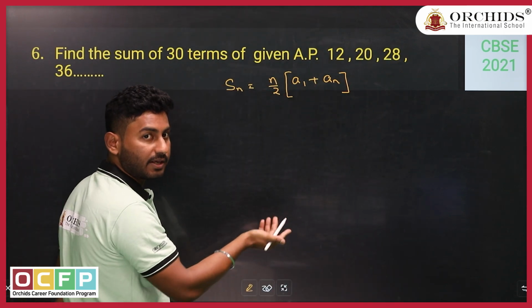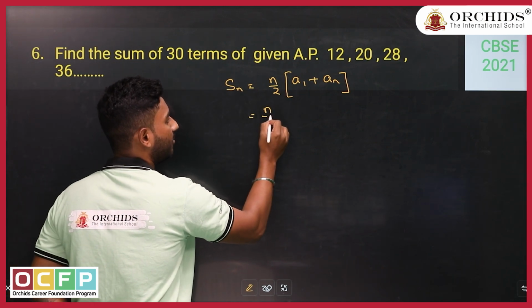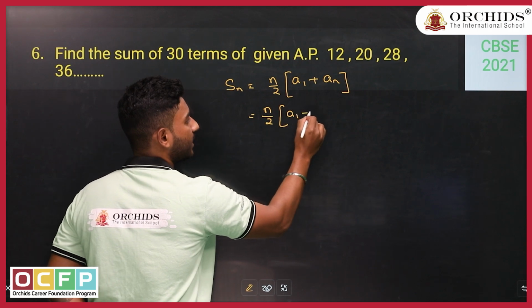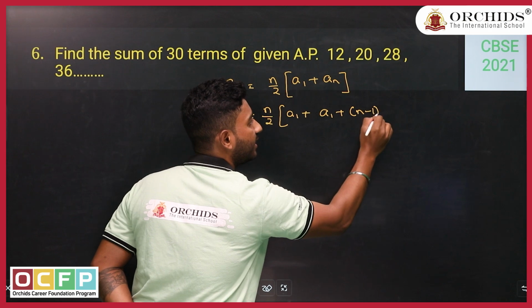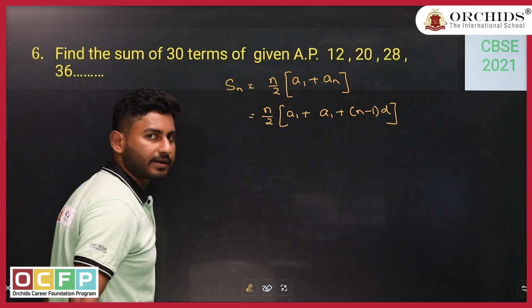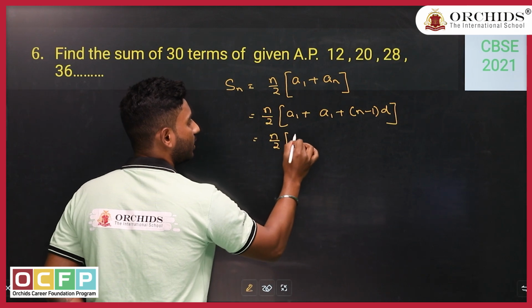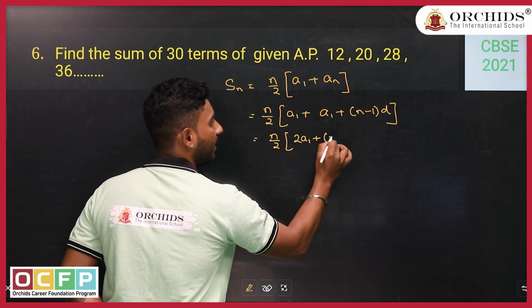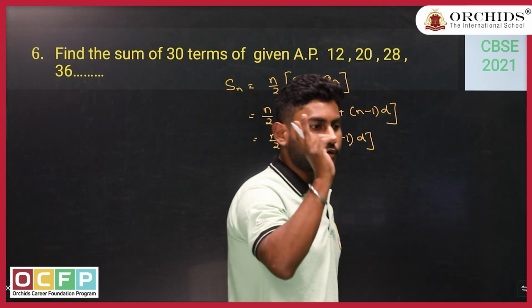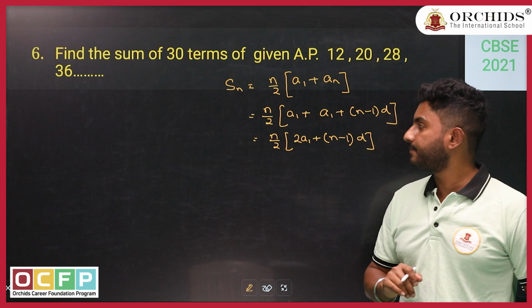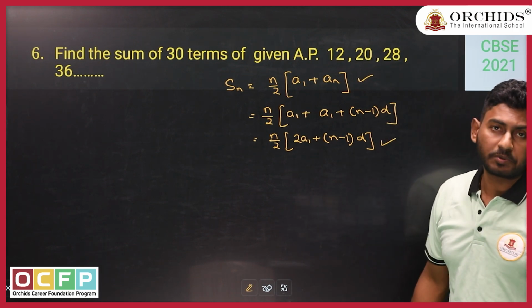If you don't know, just put the value of an. We know what is the value of an. I think 5 questions we have done up to now. Fine. N by 2 A1 plus, what is an? An is A1 plus n minus 1 d. Correct? Okay. Just simplify it. N by 2, 2A1 plus n minus 1 d. So here was the formula that we wrote in the first slide. Okay, fine. So either I can use this one or I can use this particular formula.